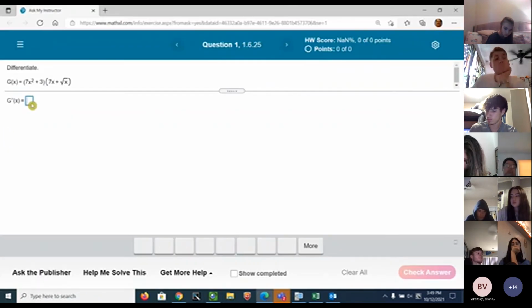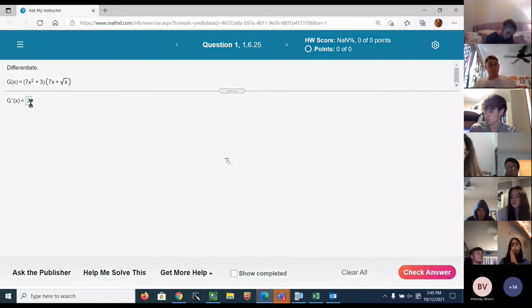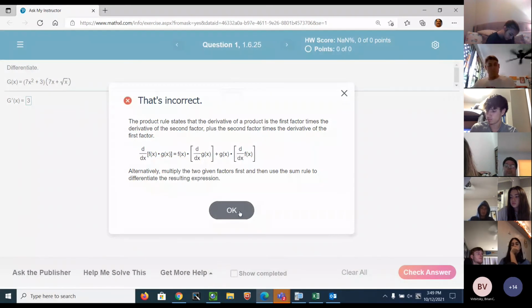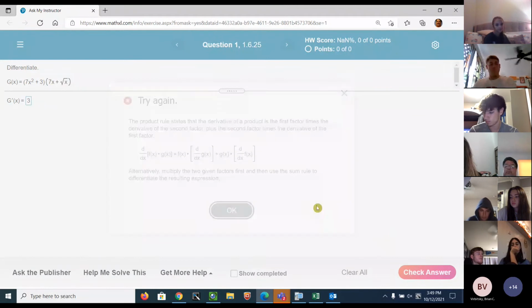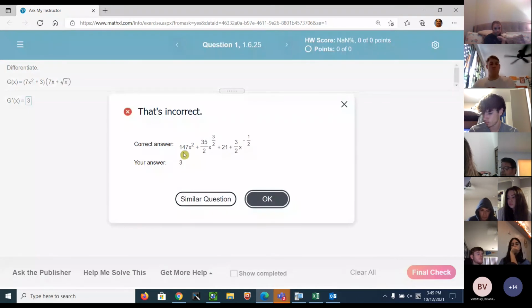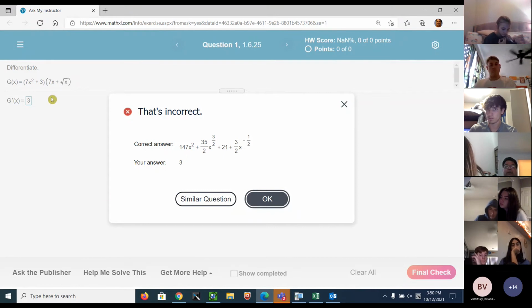That's a yucky one. I wouldn't put that one on the test. Not with those radicals. There you go, 147x squared, 35 halves, I'll be damned, plus 21. I mean, I got it right. Even the way they wrote it, I got it right. I couldn't believe that. Usually they either take it 2 or 3 steps before or after. I can't believe I actually got it in the right form.